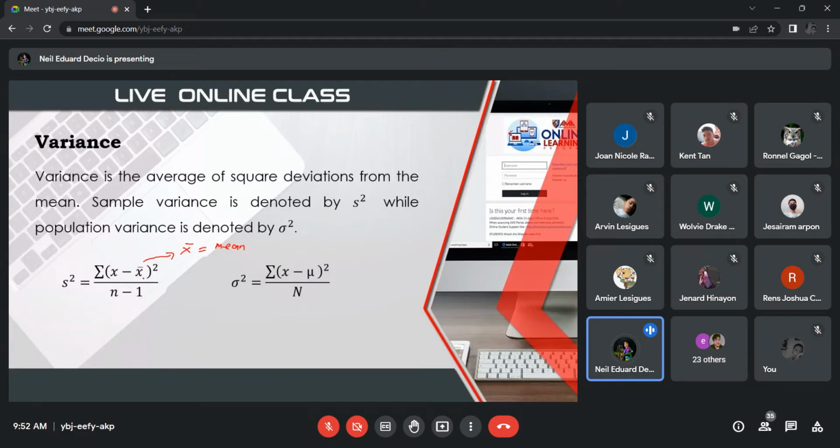Ito din siya. This one, yung x bar, that's the sample mean. Tapos yung mu, that's the population mean, di ba? So in identifying both the sample variance and the population variance, kailangan muna natin talagang i-solve si mean before we can solve for the actual variance.